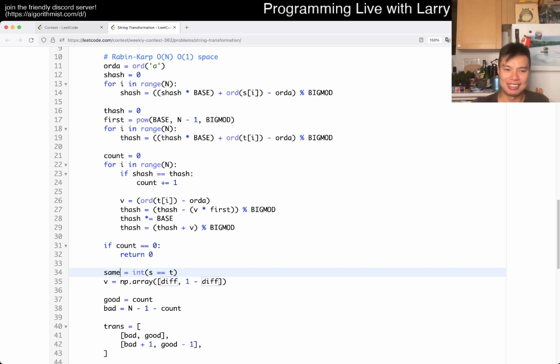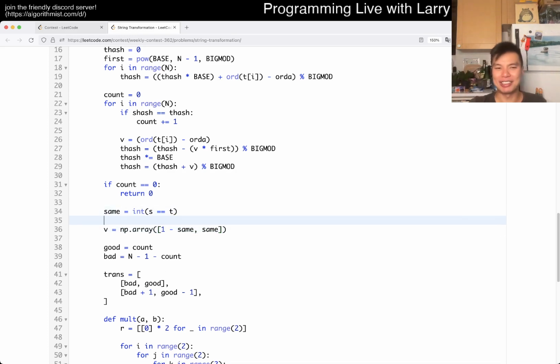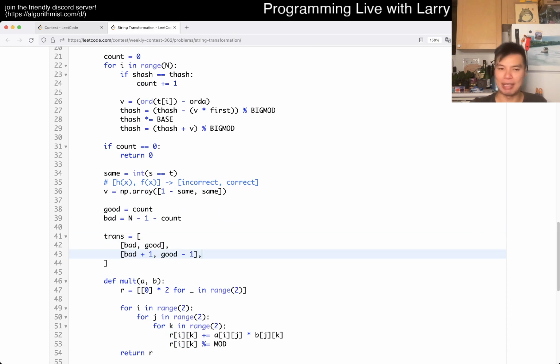I think I just wanted it to be this way, and the reason I confused myself during the contest and why it took so long is that I mixed the order. I thought the first element is going to be h of x, and the second element is going to be g of f of x in the same notation that we had, but it also just means the number of incorrect ways and the number of correct ways. That was my notation, but I confused myself. And again, here good is equal to count, bad is equal to n-1 minus count, and so here are the transitions, the things that we said before, right?